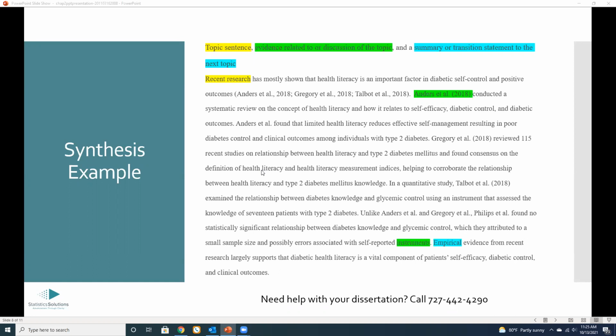And then the wrap-up sentence, which is empirical evidence from recent research largely supports, it's a qualifier, not all of it, but largely supports, mostly, except for that one that didn't. And so that's an example of how you bring studies together and the findings together to make a single point. And this is an example of synthesis. This is part of what you want to do in the lit review.